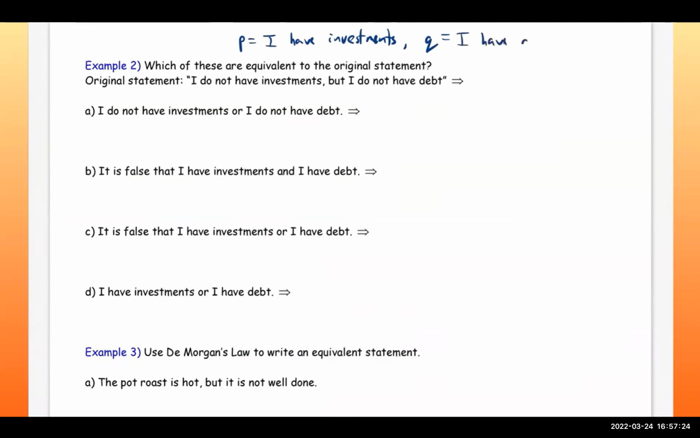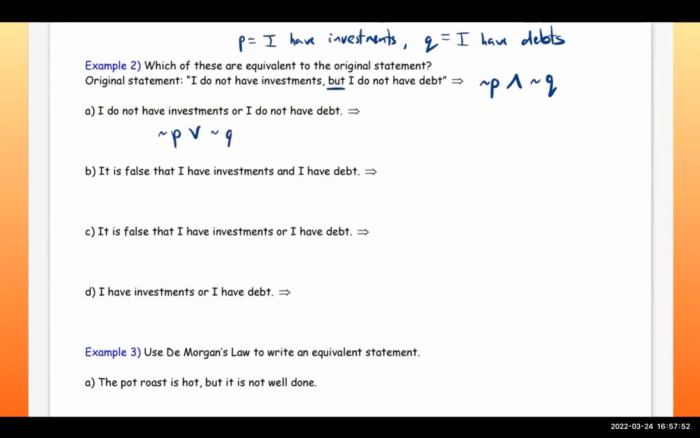All right, so this statement would become, I do not have investments. That would be not P, but that means and. I do not have debt, so that would be not Q. That's how you would write that statement: not P and not Q.